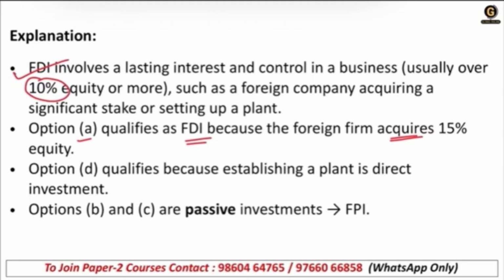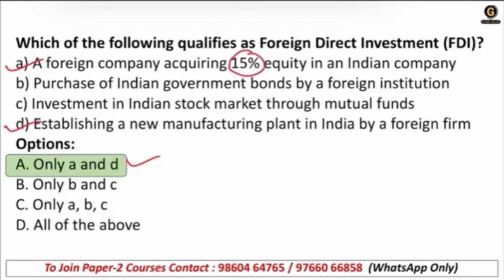Option D qualifies because establishing a plant is direct investment, right? And B and C are passive investments. These are not FDI, but are called FPI, right? But the question was asking for the options which qualify as an FDI. So only A and D qualify as an FDI, because one is having 15% investment and the second is actually establishing a manufacturing plant.